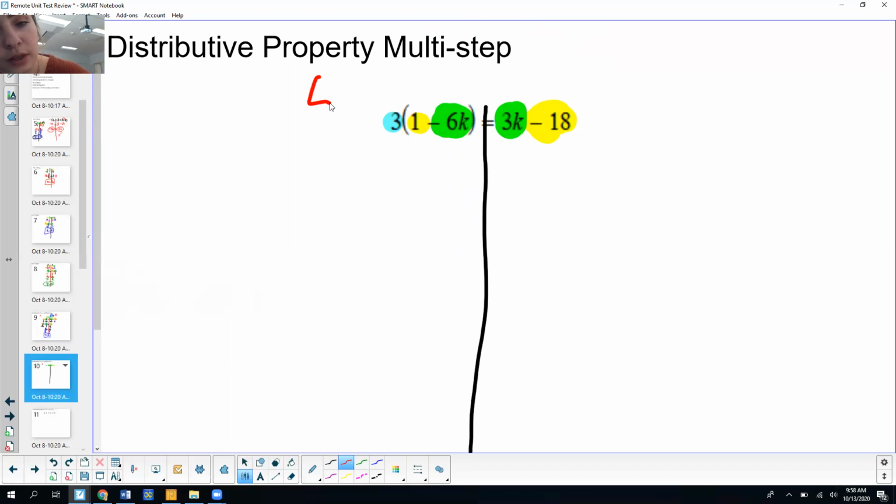So looking at this, I want to make sure that I get rid of these parentheses. I know I can simplify those. So when everything's simplified, can I get rid of any parentheses? Can I combine like terms? You want to make sure everything's simplified before you start moving things around the equal sign.